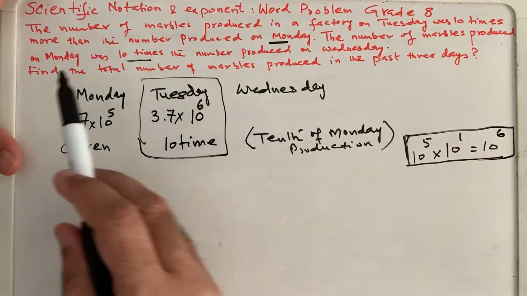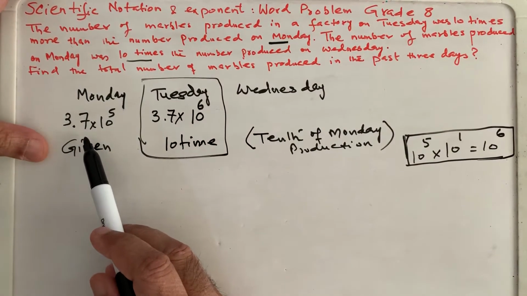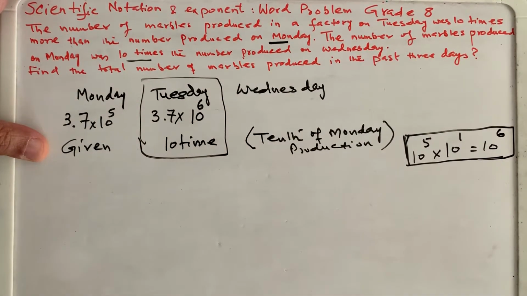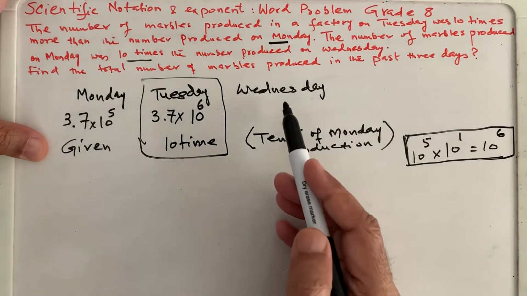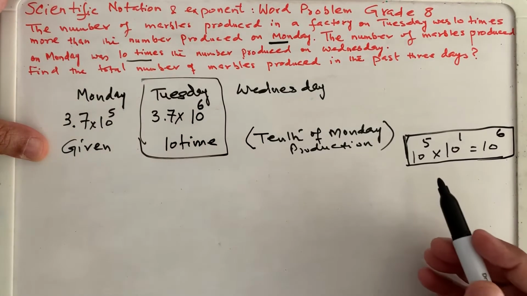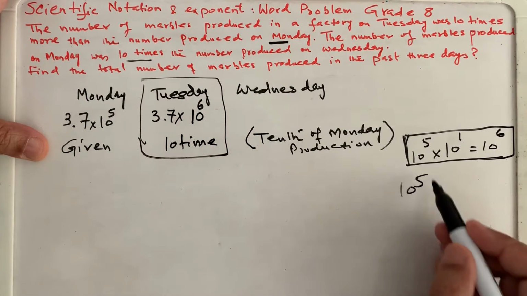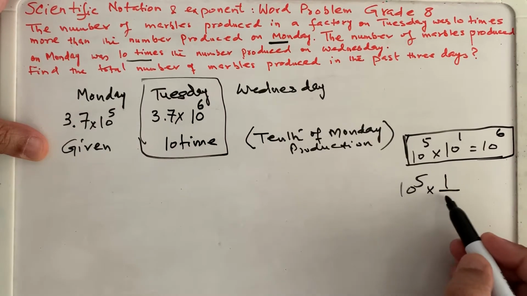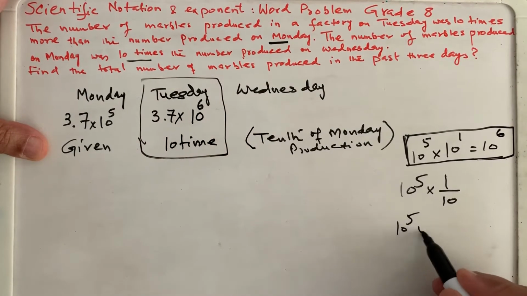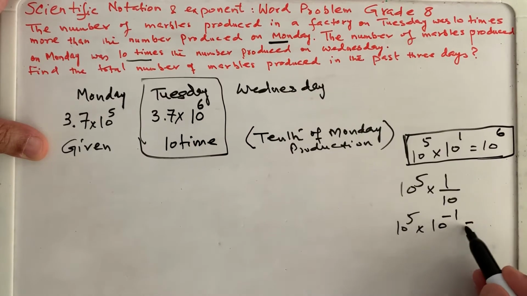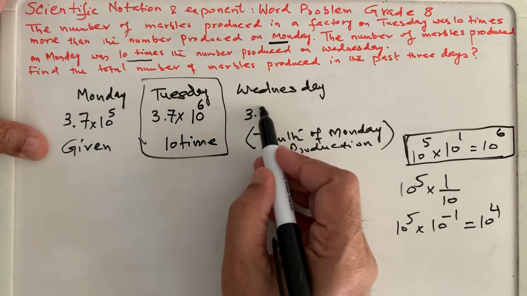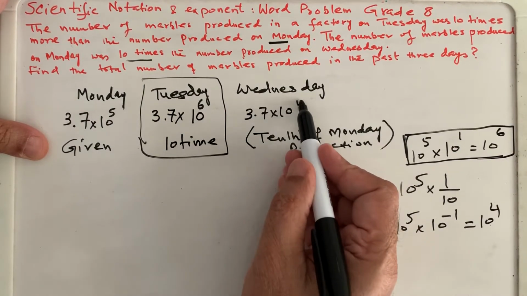The number of the marbles produced on Monday was 10 times more than was produced on Wednesday. So he is giving it in reverse order, but we have to calculate the number of marbles produced on Wednesday. That will be a 10th of the Monday production, right? A 10th means 1 over 10. So if I have 10 to the power 5 and I have a 10th of the production, that means 10 is in the denominator. When I shift this 10, it will come up as a negative power, and that will give me 10 to the power 4, right? So Wednesday production is 3.7 times 10 to the power 4.